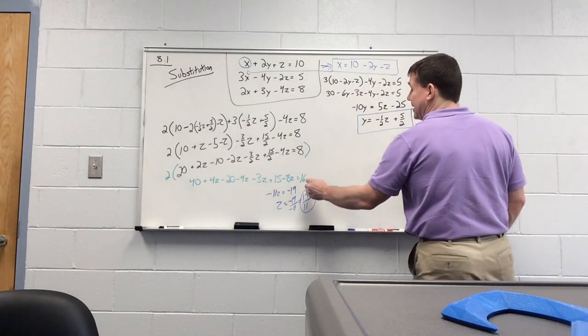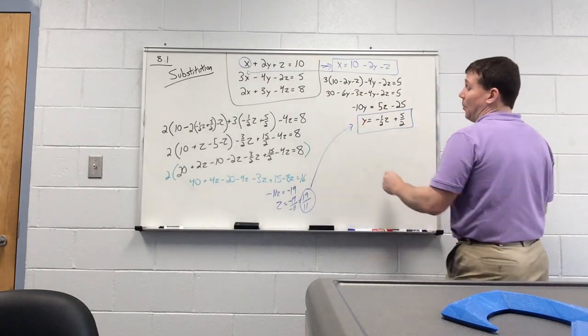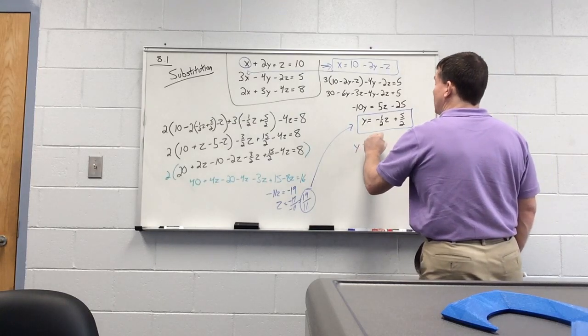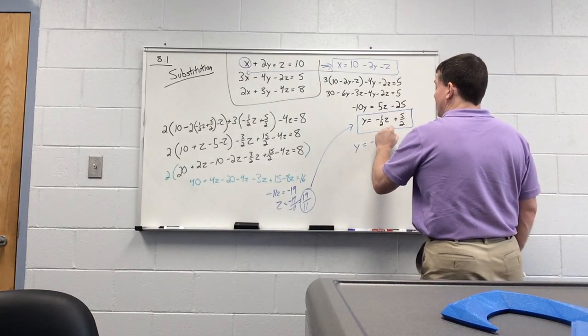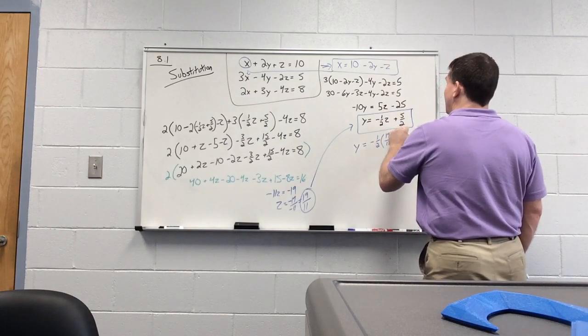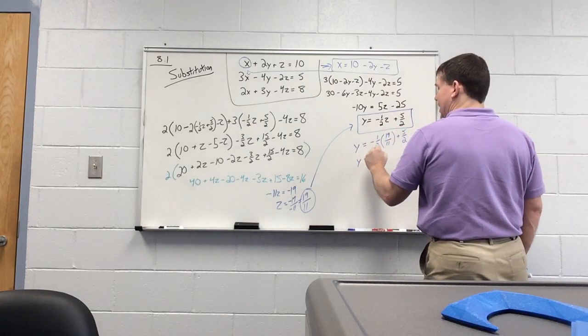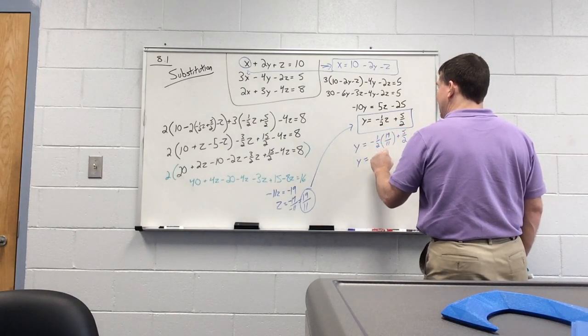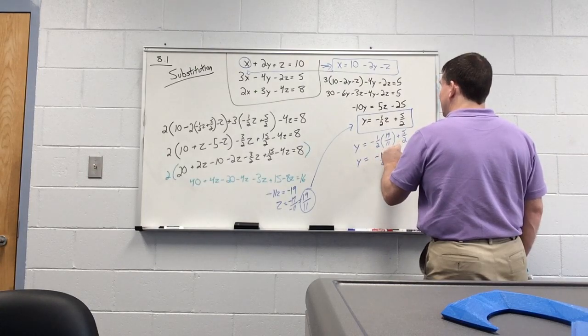Now, take that z, stick it in here and get y. Y is equal to negative 1/2 times 19 over 11 plus 5/2. That's negative 19 over 22 plus 5/2.